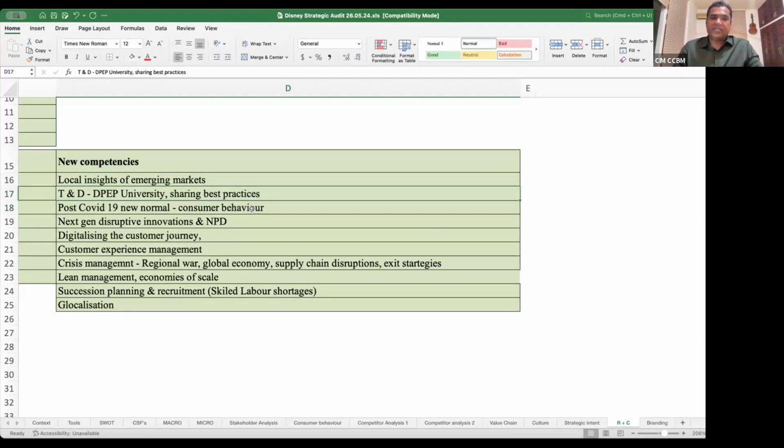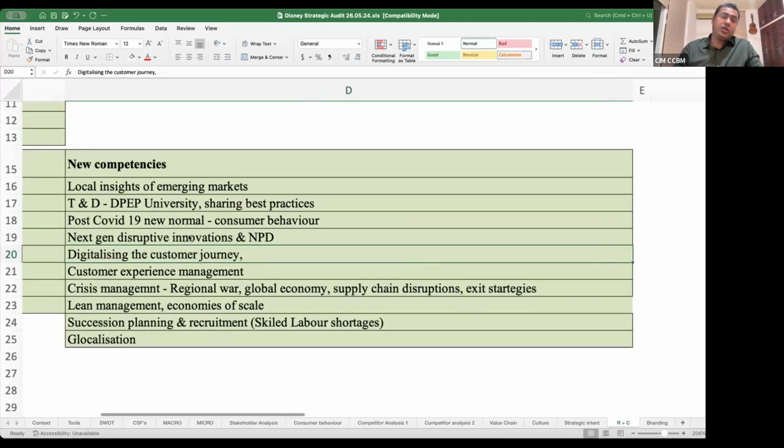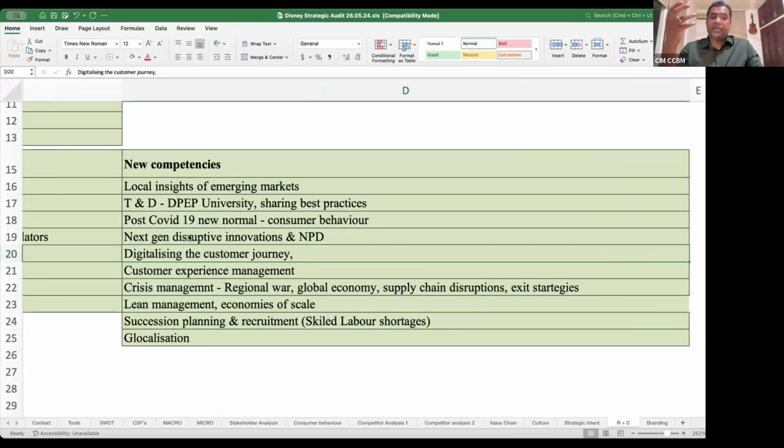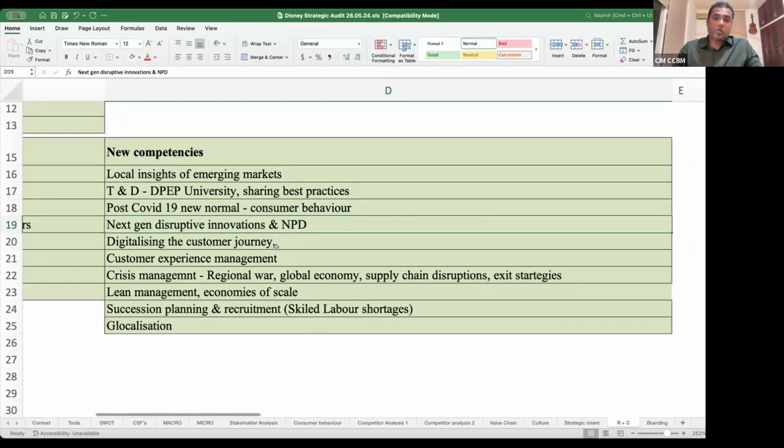Sharing best practices is something that we need to foster. Consumer behavior is changing globally, so we need to have mechanisms to understand that, and then see what implications that would have towards the products and services we offer. In terms of disruptive innovations and new product development, right? So we have certain incubation programs. We have certain products and processes. For instance, Imagineering is one thing that we do.